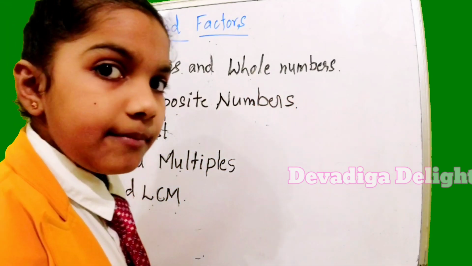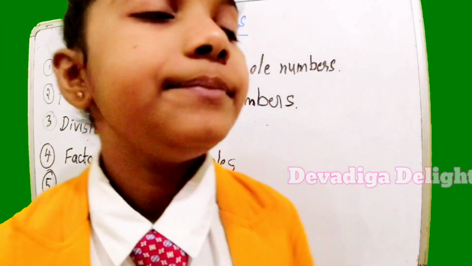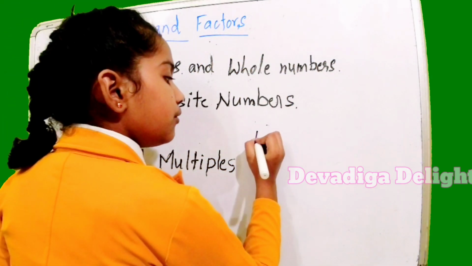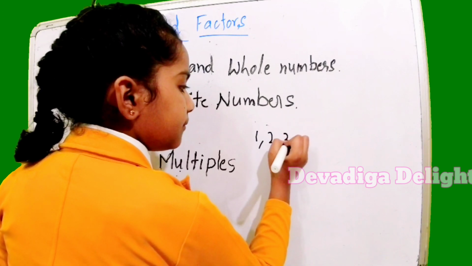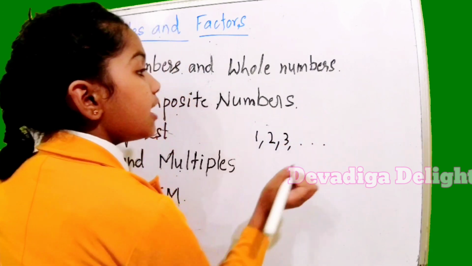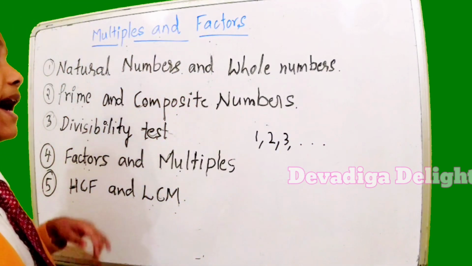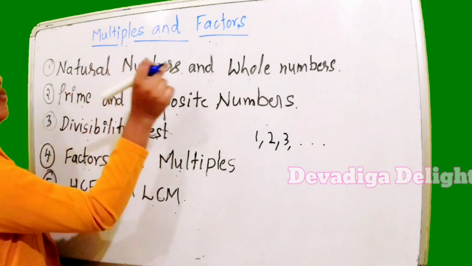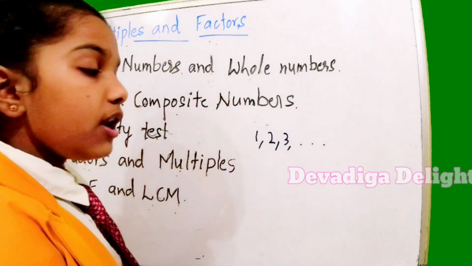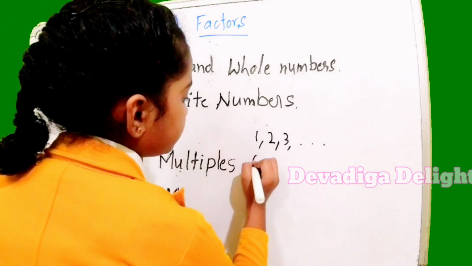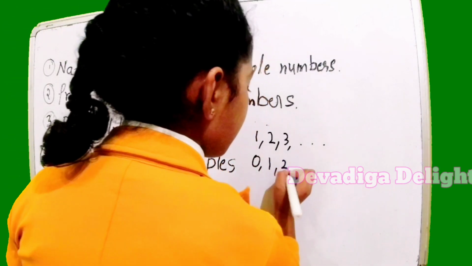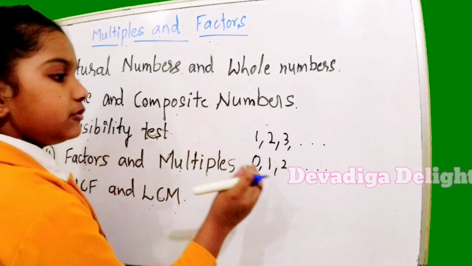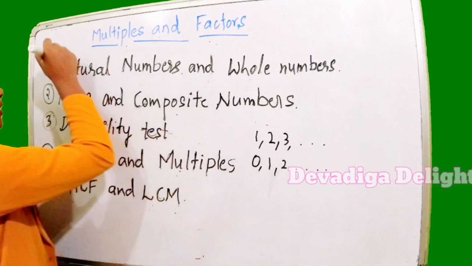Natural numbers are the numbers which start from 1. Example: 1, 2, 3 and so on. Natural numbers are also called counting numbers. Whole numbers start from 0 and then 1, 2, and so on. This is whole numbers and natural numbers.